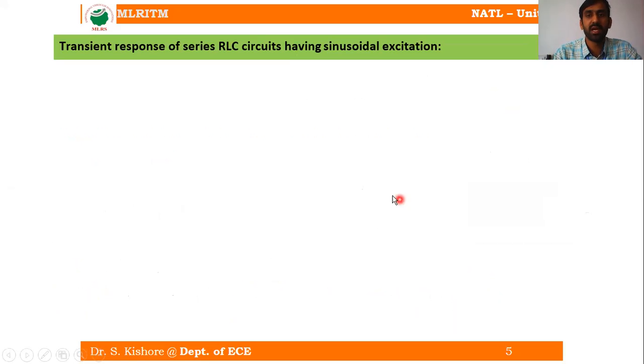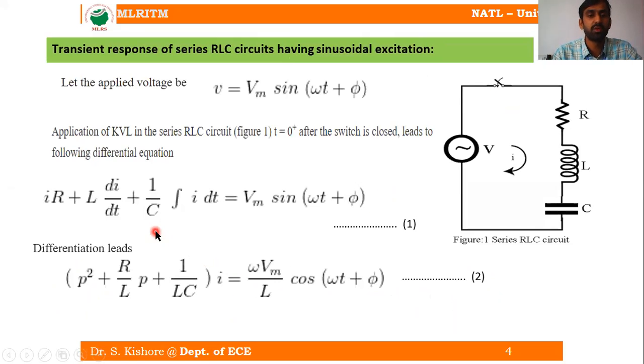Now, the solution for this kind of equation. What is the solution for this kind of equation? As it is a second order non-homogeneous linear differential equation with a sinusoidal function, it is going to have two solutions: one is the particular solution and the other is the complementary function.